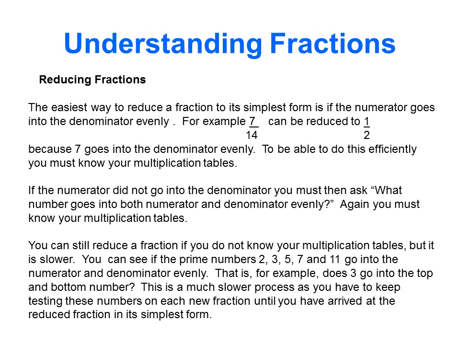You can see if the prime numbers 2, 3, 5, 7 and 11 go into the numerator and denominator evenly. That is, for example, does 3 go into the top and bottom number? This is a much slower process, as you have to keep testing these numbers on each new fraction until you have arrived at the reduced fraction in its simplest form. And that is saying that you arrive at a fraction that neither 2, 3, 5, 7 or 11 go into, either the denominator or the numerator.